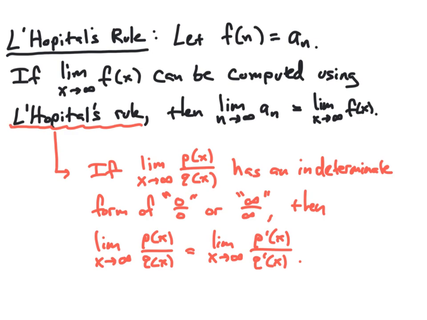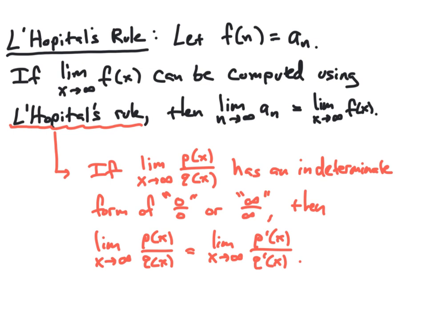As a quick reminder about how L'Hopital's rule works for functions, if we have a limit of a rational function, so the limit as x approaches infinity of p of x over q of x, and it has an indeterminate form of either 0 over 0 or infinity over infinity, then the limit of our rational function p over q will equal the limit as x approaches infinity of p prime of x over q prime of x.